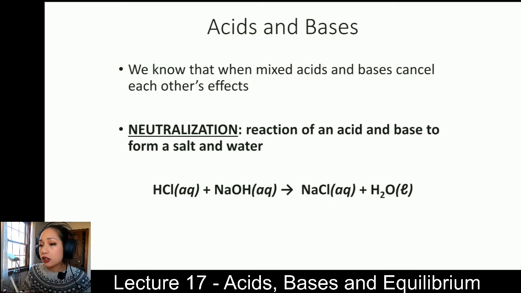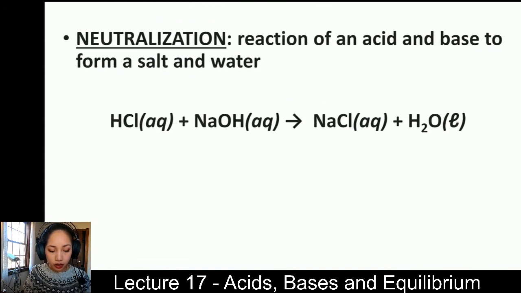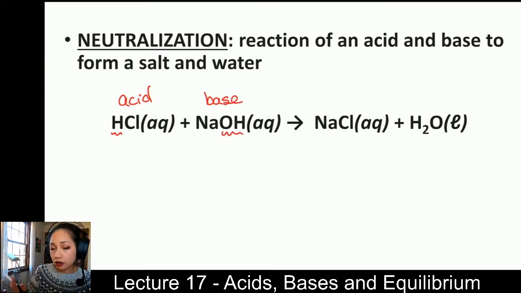And the products are water and some form of a salt. So for example here, this neutralization reaction is between HCl, which is our acid, because it has a proton there. We have our base, which is sodium hydroxide. Right, bases, so in this case, has a hydroxide right on it.